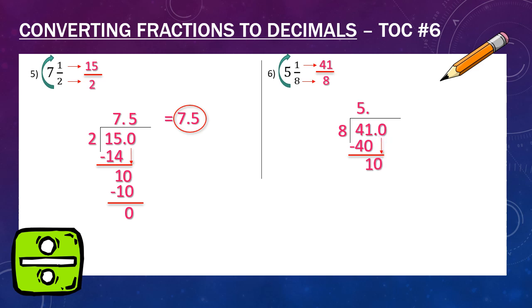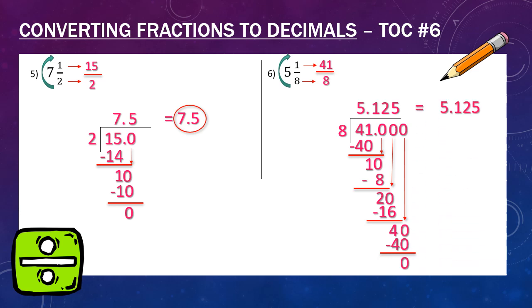Bring down your 0. 8 goes into 10 1 time. That gives me a remainder of 2, but I can't stop. Got to bring down another 0. 8 goes into 20 2 times. That gives me 16. Subtract again. I get 4 as a remainder. Bring down one more 0 because I know that 8 is going to go into 40 5 times. And then when I subtract, I have a remainder of 0 and I can stop. So in this case, my answer is 5 and 125 thousandths. And don't forget to circle.